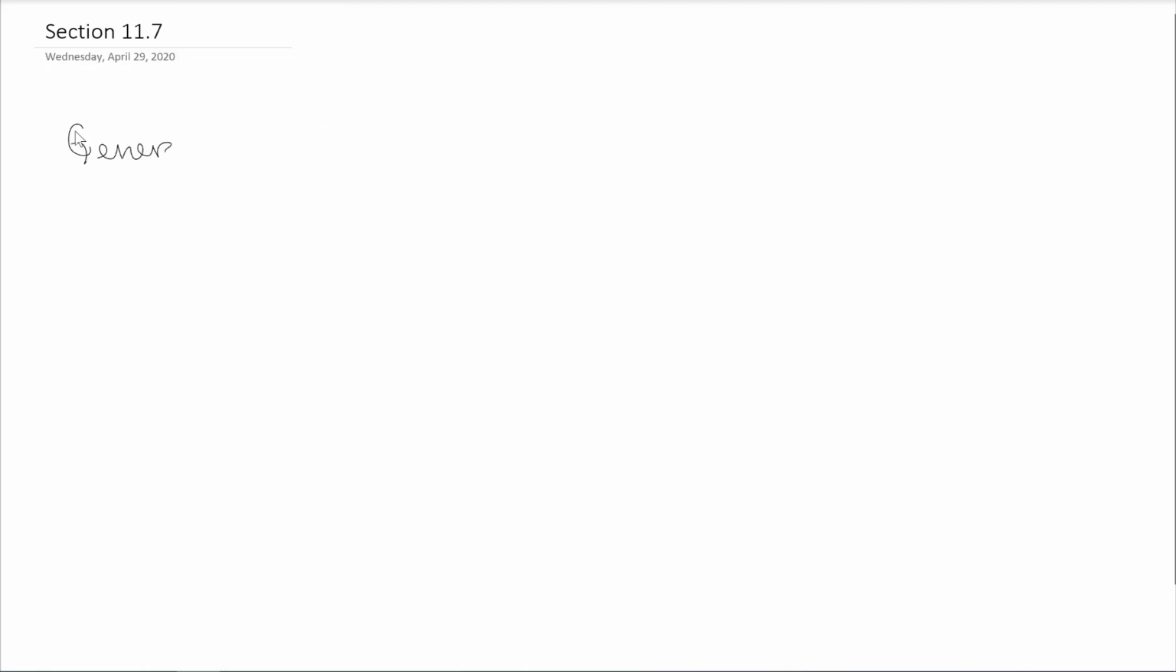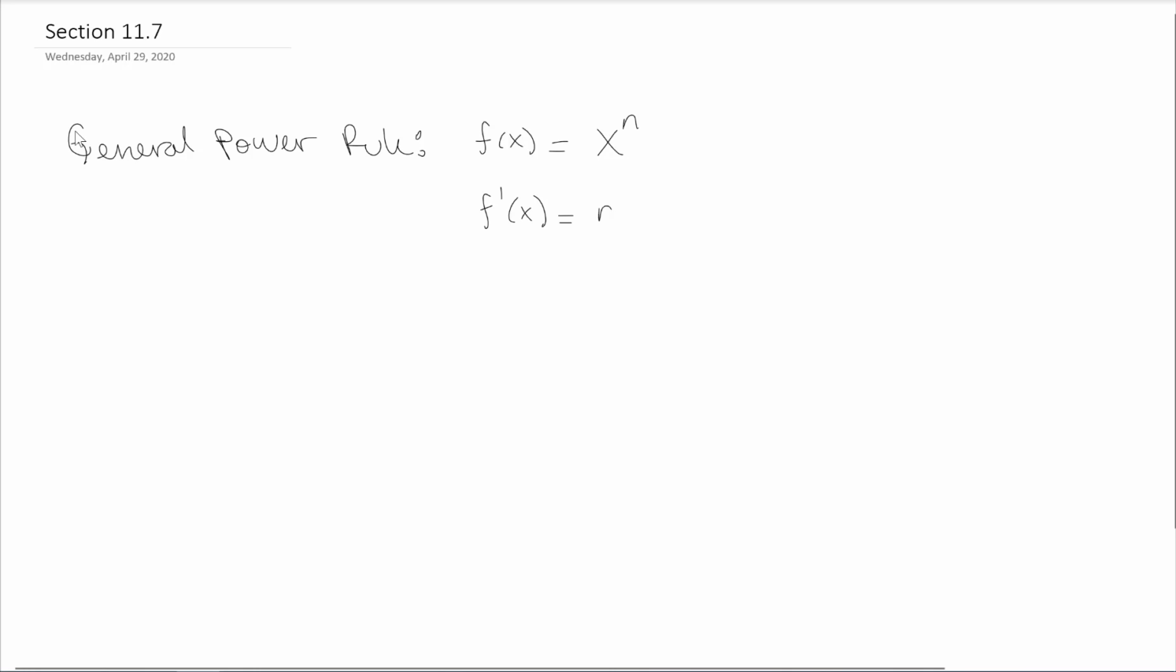So if you remember, the general power rule for derivatives essentially says if your f of x is x to some power n, then the derivative is n times x to the n minus 1. So you bring the power down and you decrease it by 1. And if you have a constant, if g of x is something like a x to the n, then the derivative of g is a times n x to the n minus 1. And so those get multiplied.